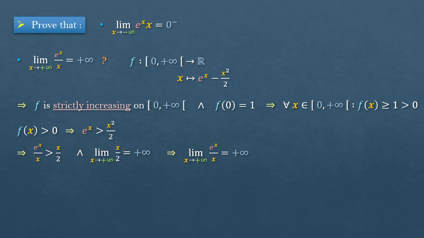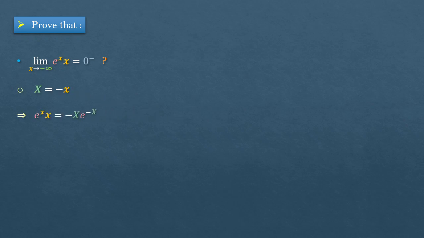We will now move on to prove the second limit. So for this limit, according to which the exponential of x times x approaches 0 by smaller values, when the variable x heads to negative infinity, we will note negative x as capital X. So we can write the exponential of x times x is equal to negative capital X times the exponential of negative capital X. And this can be written as negative capital X over the exponential of capital X, which equals negative 1 over the exponential of capital X over capital X.